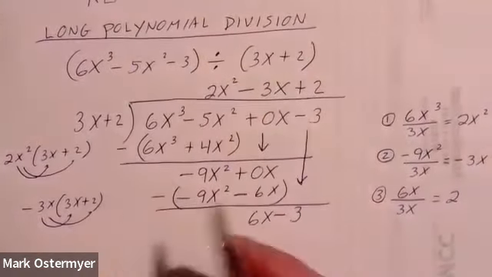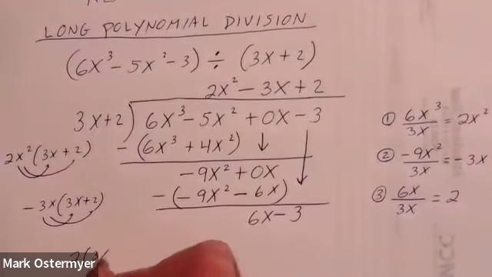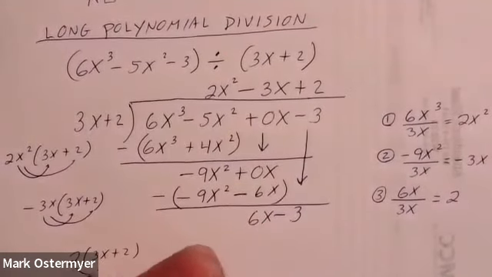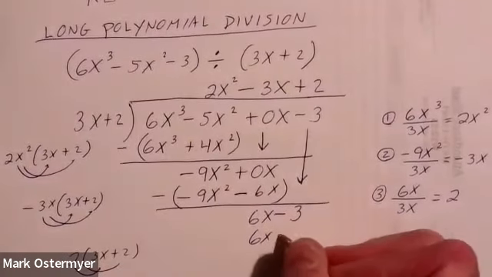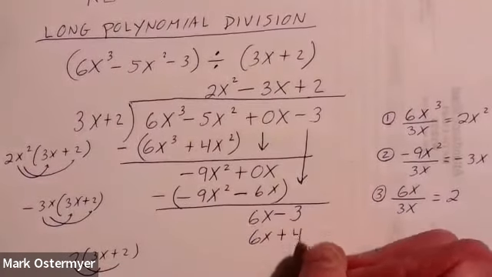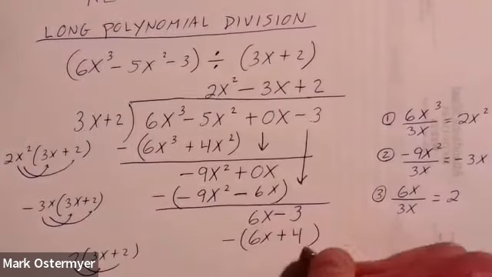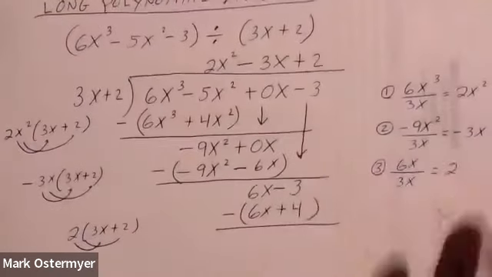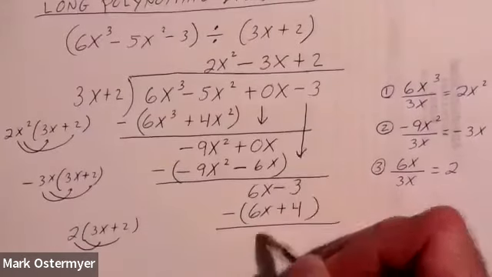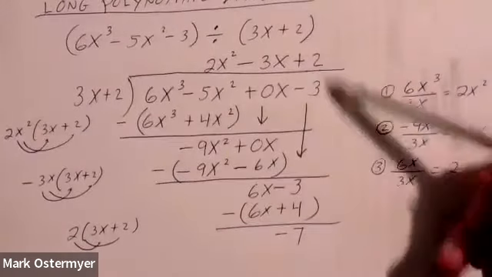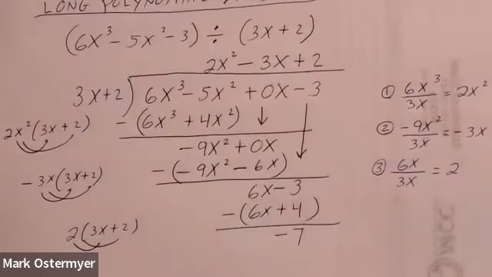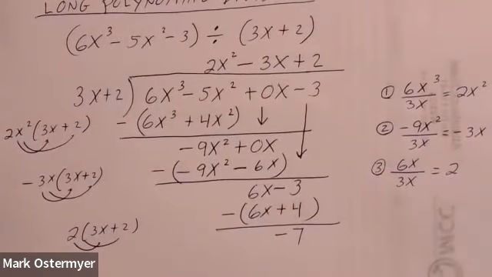Take the 2, multiply it by the divisor. 2 times 3x is 6x. 2 multiplied by 2 is plus 4. Subtract off the whole polynomial. 6x minus itself is 0. Negative 3 subtract 4 is negative 7. Notice we have nothing else to bring down, so our division has terminated. And you are looking at the quotient up here.